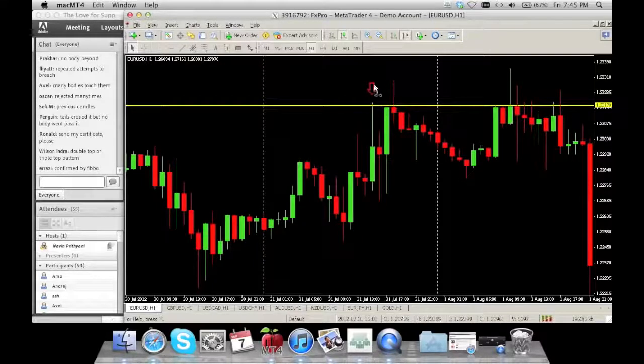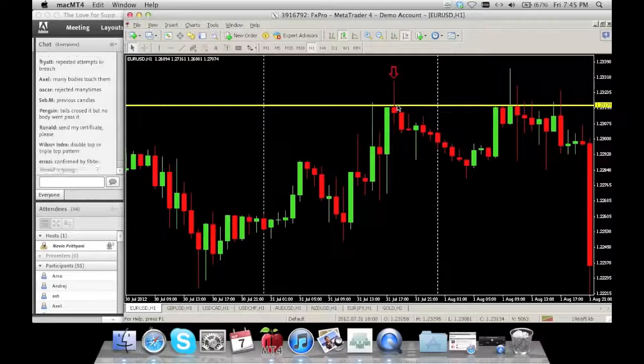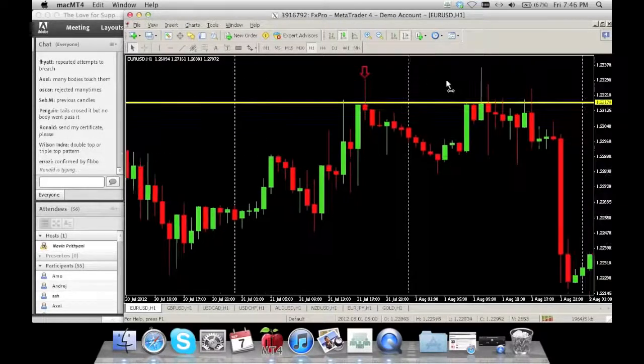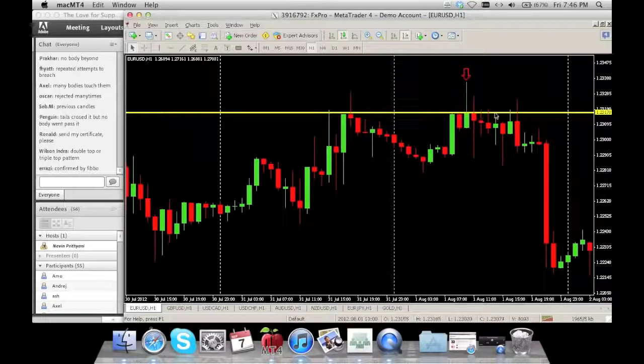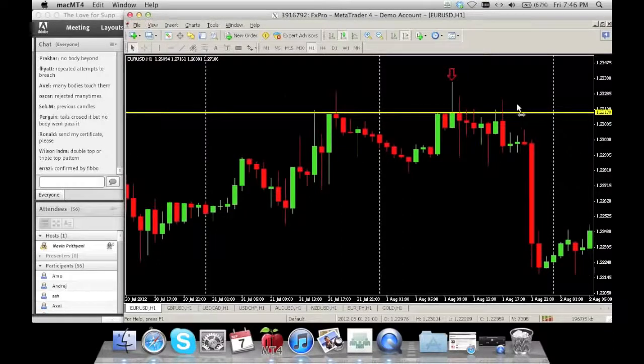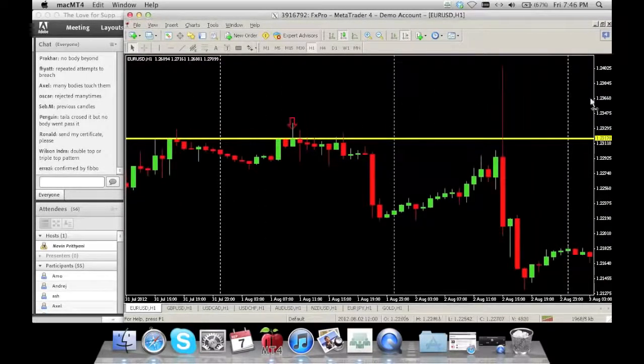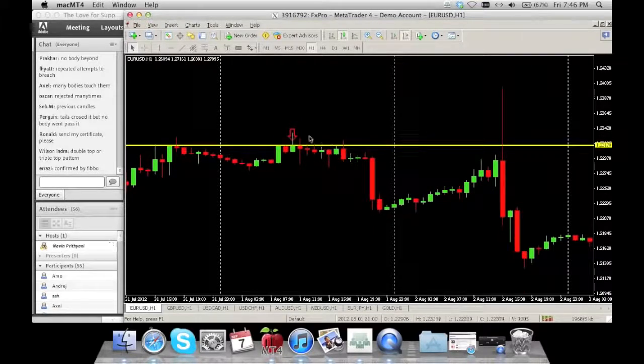Strong resistance. Massive tail once again, no body outside. Strong resistance. It holds the market once again. Strong resistance. And then we have small tails after that. Small tails, big deal. Once again, a massive level here. So, can we assume this area is a strong area?